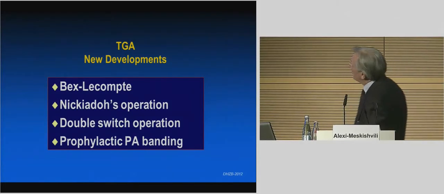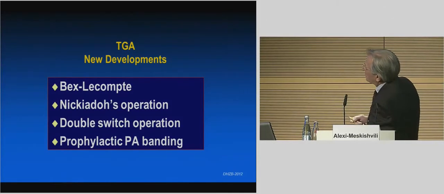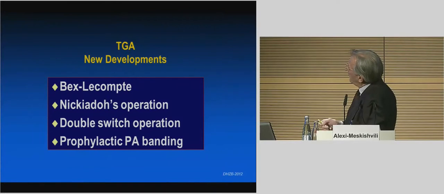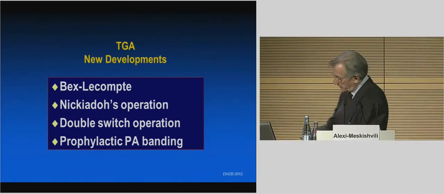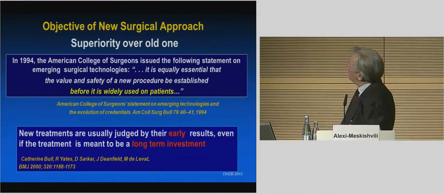And there are some new developments in transposition surgery, like the Bex-Lecompte operation, the Nikaidoh operation, the double switch operation, and prophylactic pulmonary artery banding. I just remind you, with a new operation, they have to fulfill several criteria. This is very important. It is very essential that the value and safety of the operation be established before it's widely used in patients.